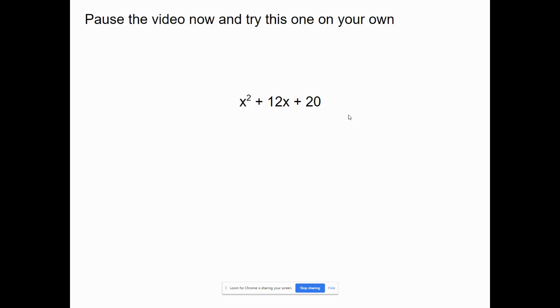Here's an example I want you guys to do on your own. So you should pause the video now and you should go try this with pencil and paper. And when you're done with that, you should restart the video and I will explain the answer and you can see if you got it right or wrong and maybe figure out if you didn't get it right, what you should have done instead. So pause your video now and I'll be here when you get back.